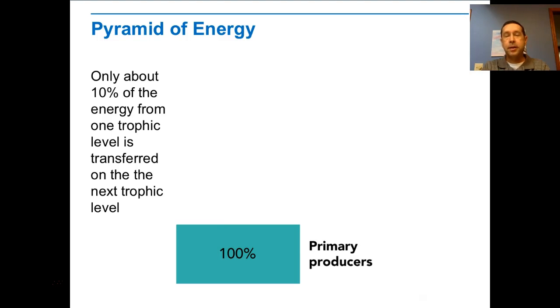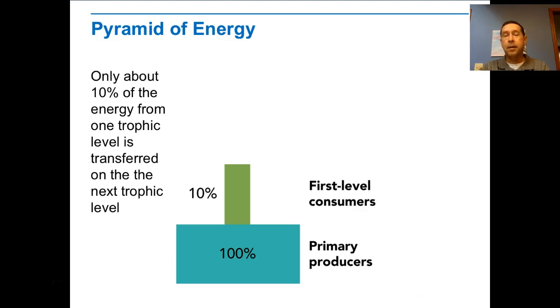So a pyramid of energy shows the amount of energy in a particular food chain or food web. It's important to know that only about 10% of the energy from one trophic level is transferred on to the next trophic level. So we start with our primary producers. They've got a certain amount of energy. When they're eaten by the first level consumers, the primary consumers, the herbivores, about 10% of that energy is transferred on to the first level consumers.